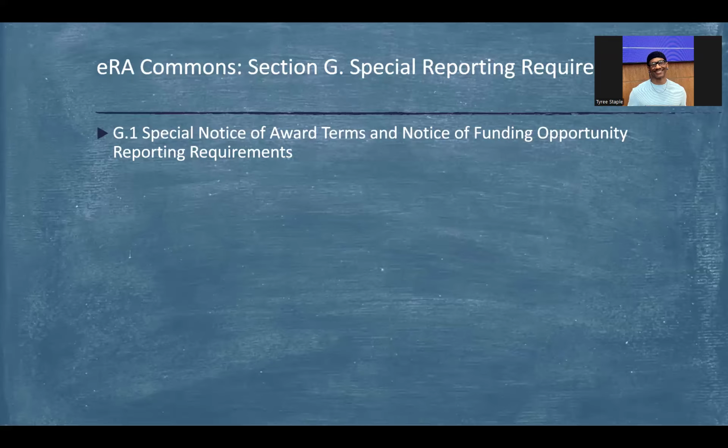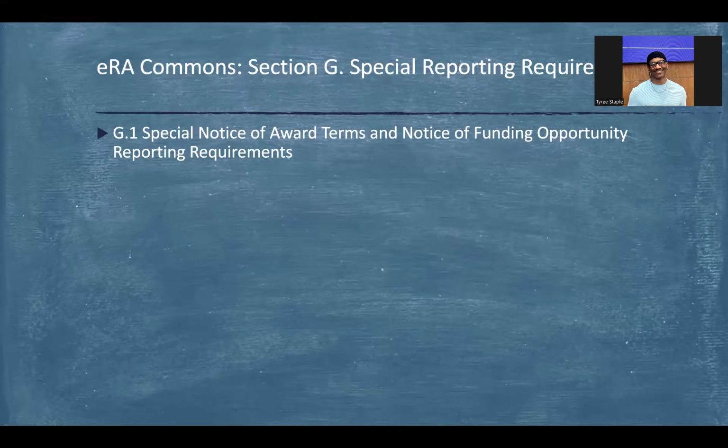I manage a T32, and all T32s have a requirement that in section G1, you provide information about if any of the trainees use childcare costs. So NIH will provide a small amount of money for childcare. So there are certain awards that have specific things that need to be included in section G1. And so it's important to be mindful of that.